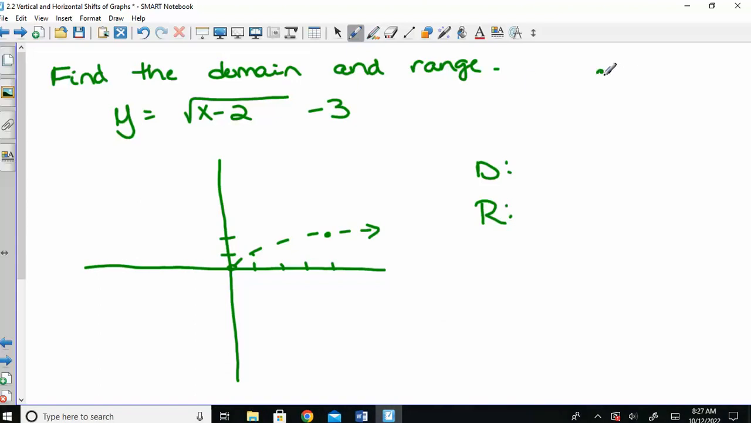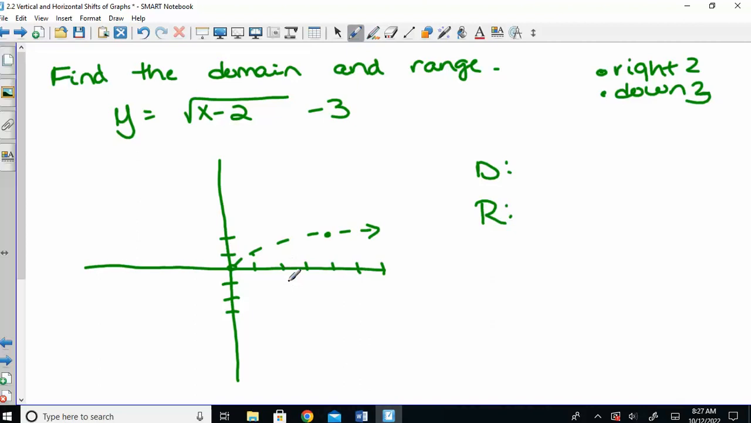How are we moving this graph? Right 3, down 2. Or, down 3. You're just making sure I was paying attention. You wrote that wrong. Down 3. See? You weren't paying attention.